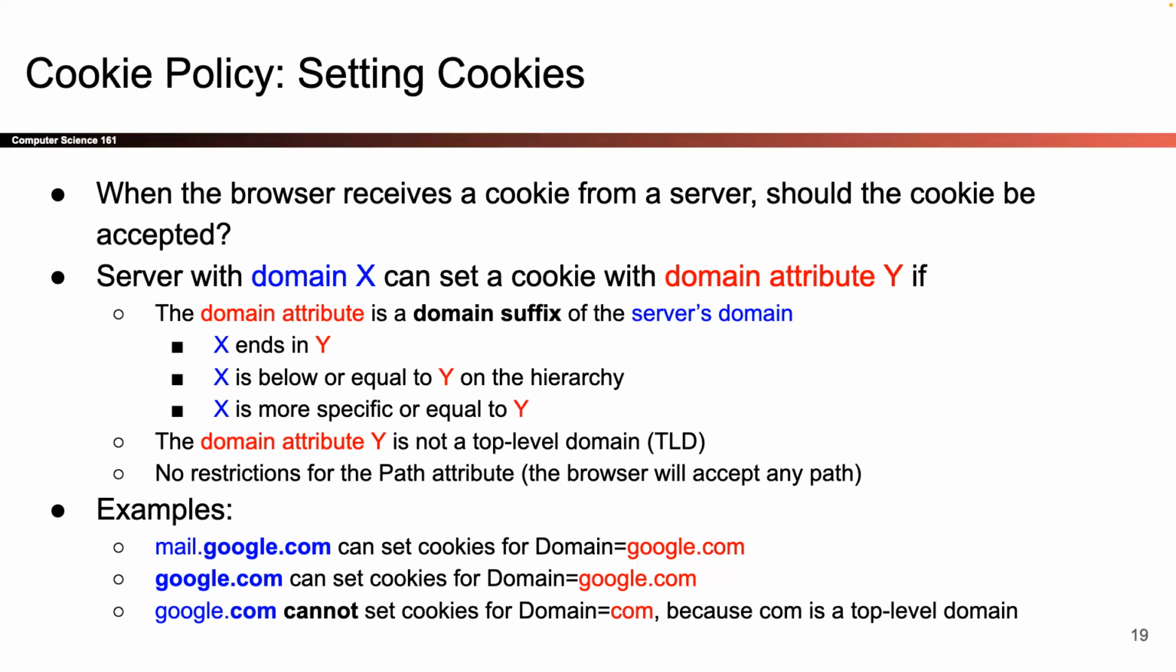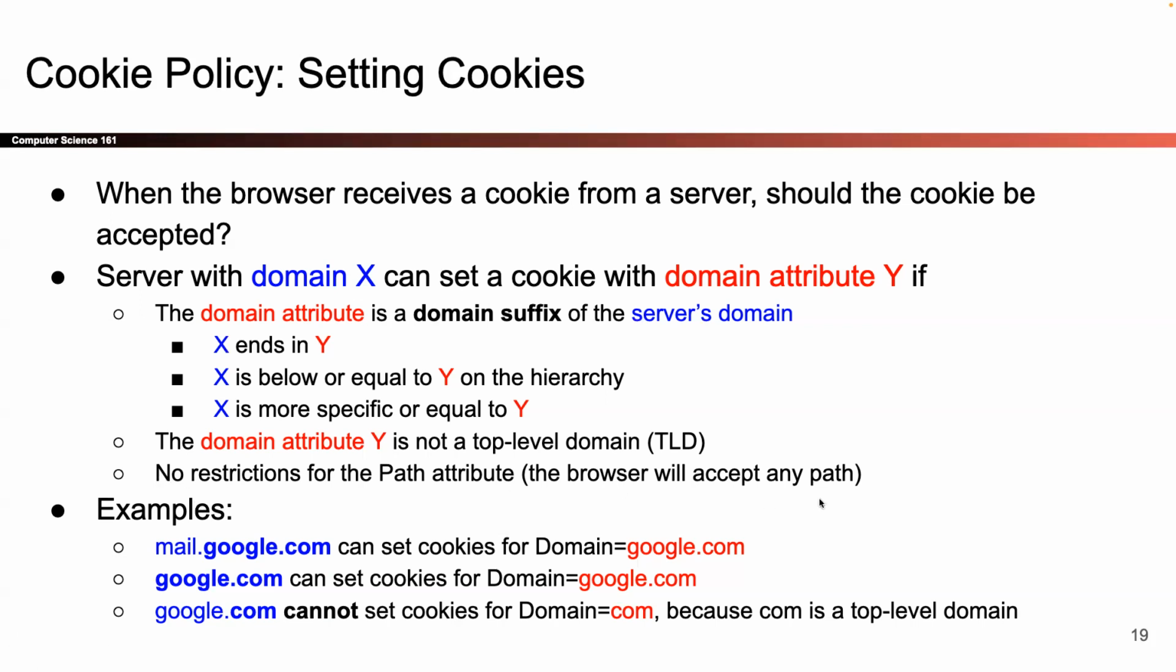I don't want to set cookies that affect everybody in the .com subtree, or I don't want to set a cookie that affects everyone in the .org subtree. It's way too general and opens up too many attacks. So we add this extra rule, which is that the domain attribute, the thing you fill in the cookie, it better not be a .com or a .org or one of these top level domains. Okay.